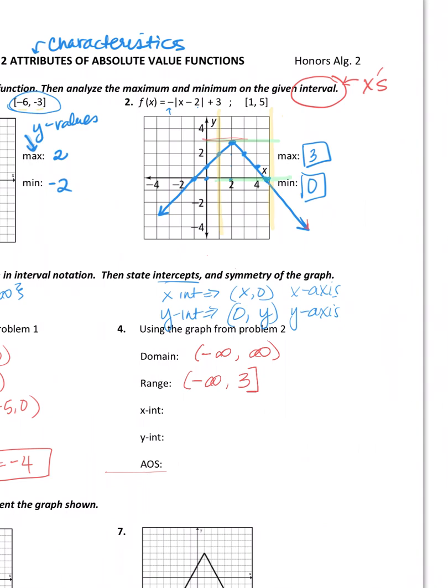Now the x-intercepts, notice these x-intercepts right here. We want those values listed as ordered pairs. So I would have an x-intercept at (-1, 0), and an x-intercept at (5, 0). The y-intercept is where it's crossing the y-axis. Well, it's crossing right here, where x is 0, y is 1. And then the axis of symmetry, remember, is the vertical line going through the vertex. So it's going right here where x is 2. So it's the line x equals 2.